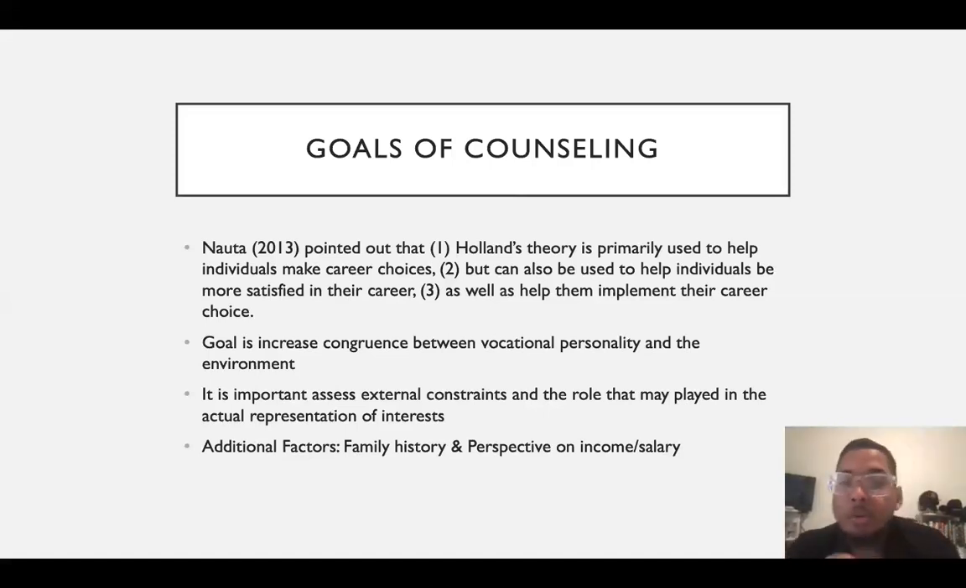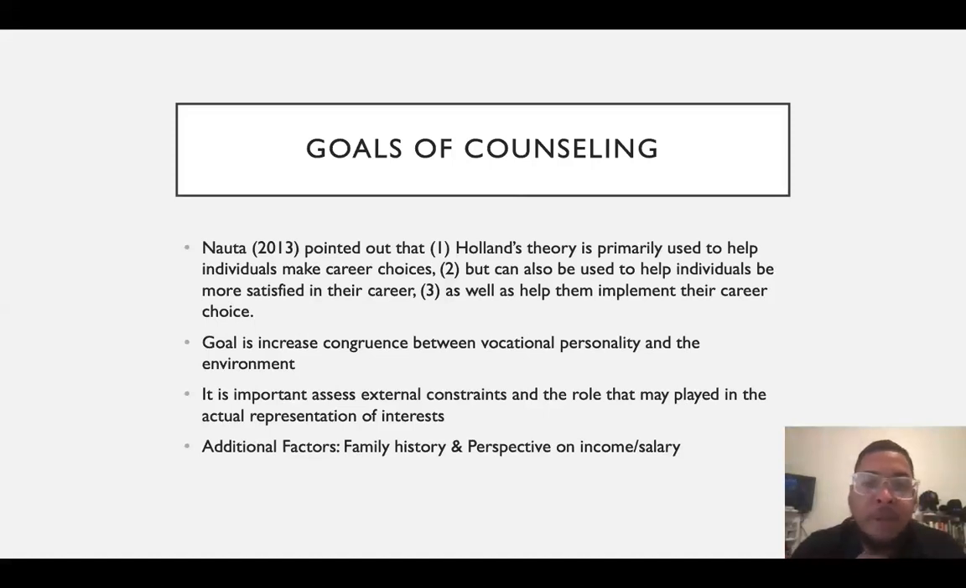Now, as a counselor, it's also important to assess external constraints and the role they may have played in the actual representation of interests. For instance, in the peer review, the Tang study in 2009, culture was a really important part, because due to the collectivist culture, you really can't explore as much as we probably would here or in Western cultures. And so, as a counselor, you want to be cognizant of that.